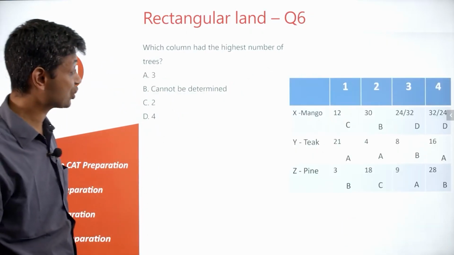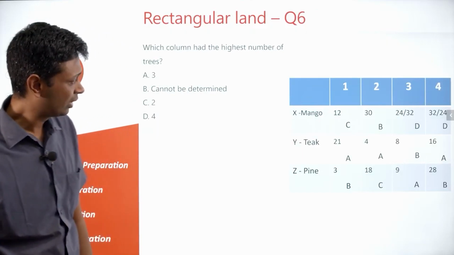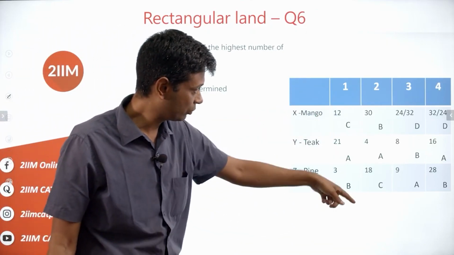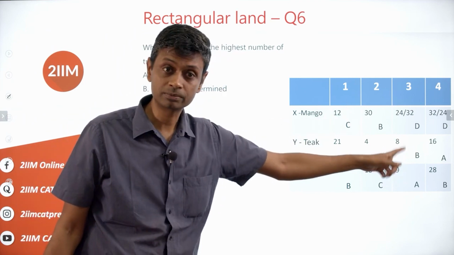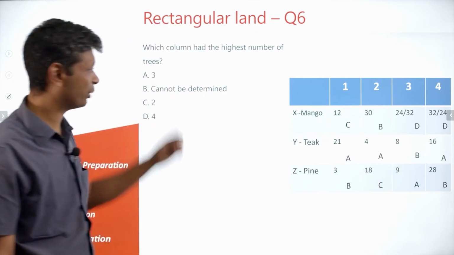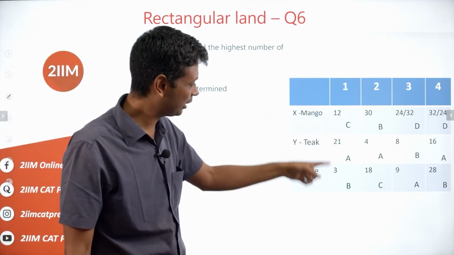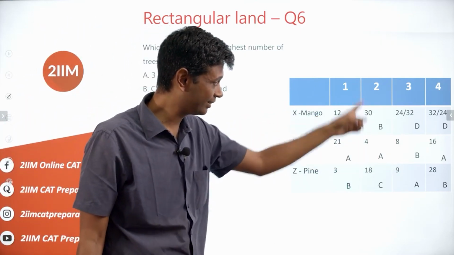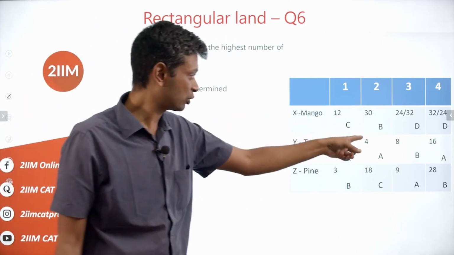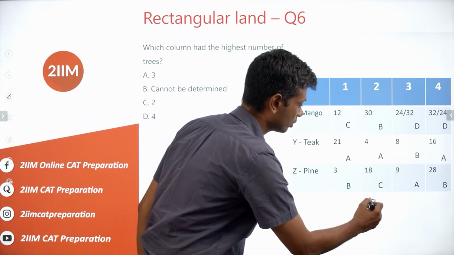Which column had the highest number of trees? This is interesting. We can add this up. We can add all of this up. But we cannot find the total here. And so it looks like it cannot be determined. There's a catch. And so this is a small number. 12, 21, 3. This is 34, 18. It's likely to be higher. 30 plus 4, 34 plus 18.